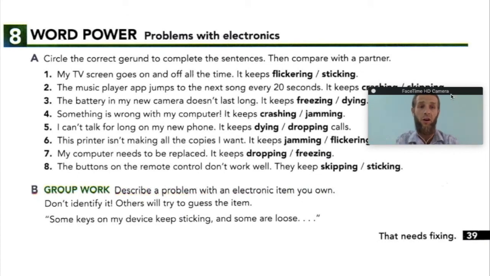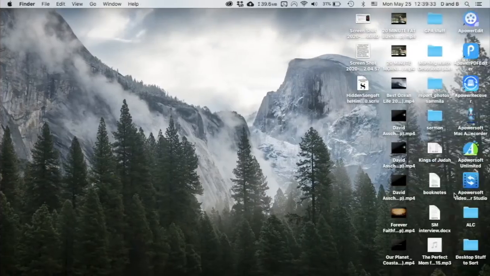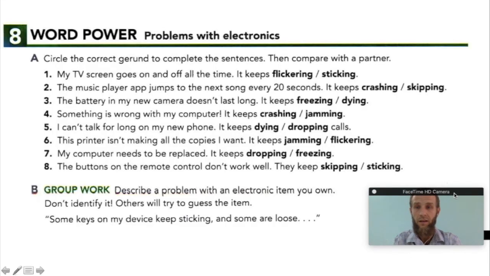So if you look, you can see in your textbook page 39, we have Word Power, problems with electronics. So I would like you to do this individually, and we'll discuss this tonight. My TV screen keeps going on and off all the time. It keeps flickering. It keeps freezing. It keeps crashing, dying, jamming, dropping, skipping.